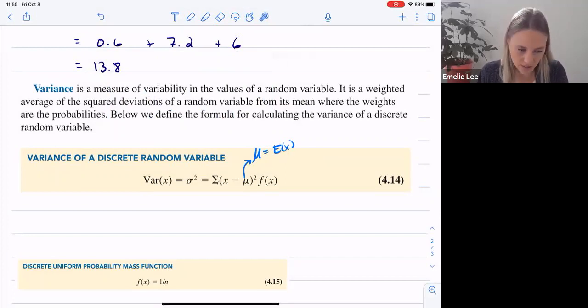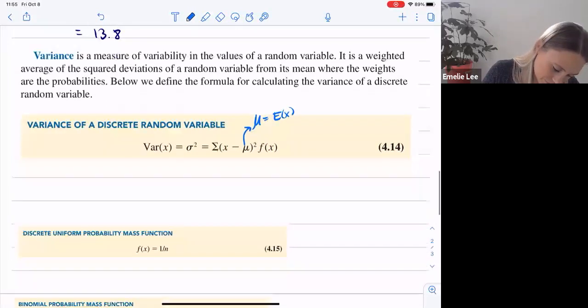So what you have to do is take x minus E of x for each of these x's, then square those results, because it's x minus mu squared, then multiply by each of the f of x's. Remember, those f of x's stay the same from before, and then add them up. That's a little bit weird, and it's not actually the formula that I prefer.